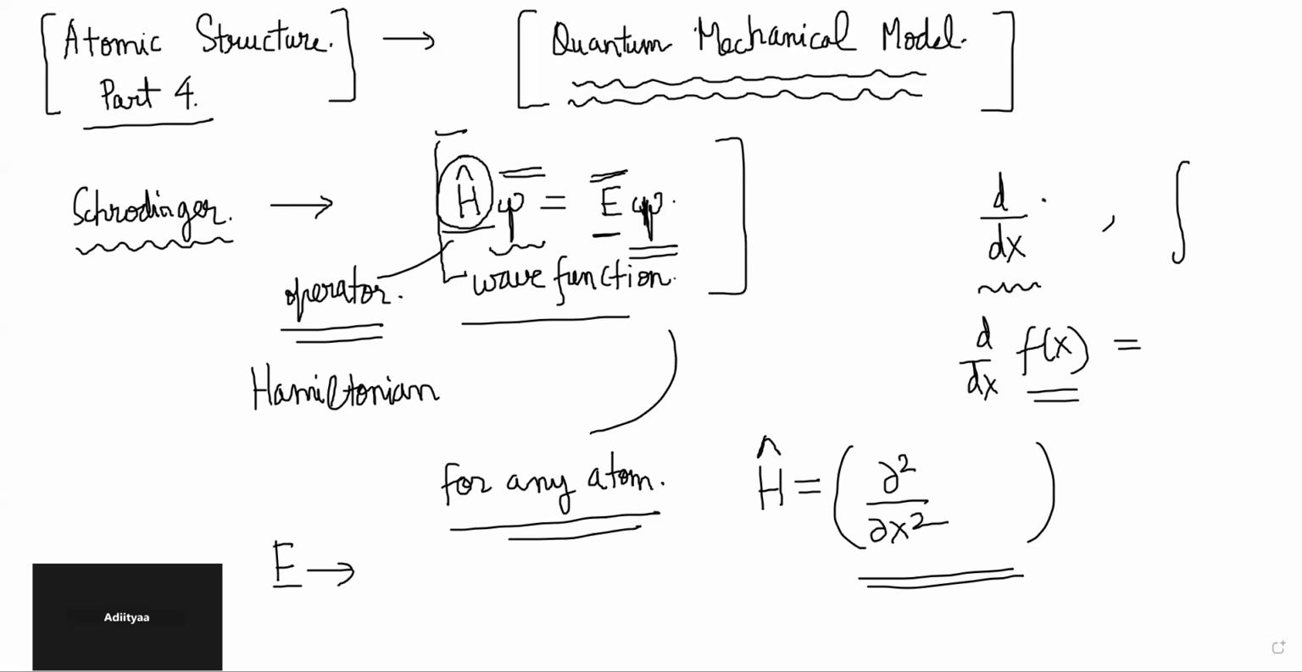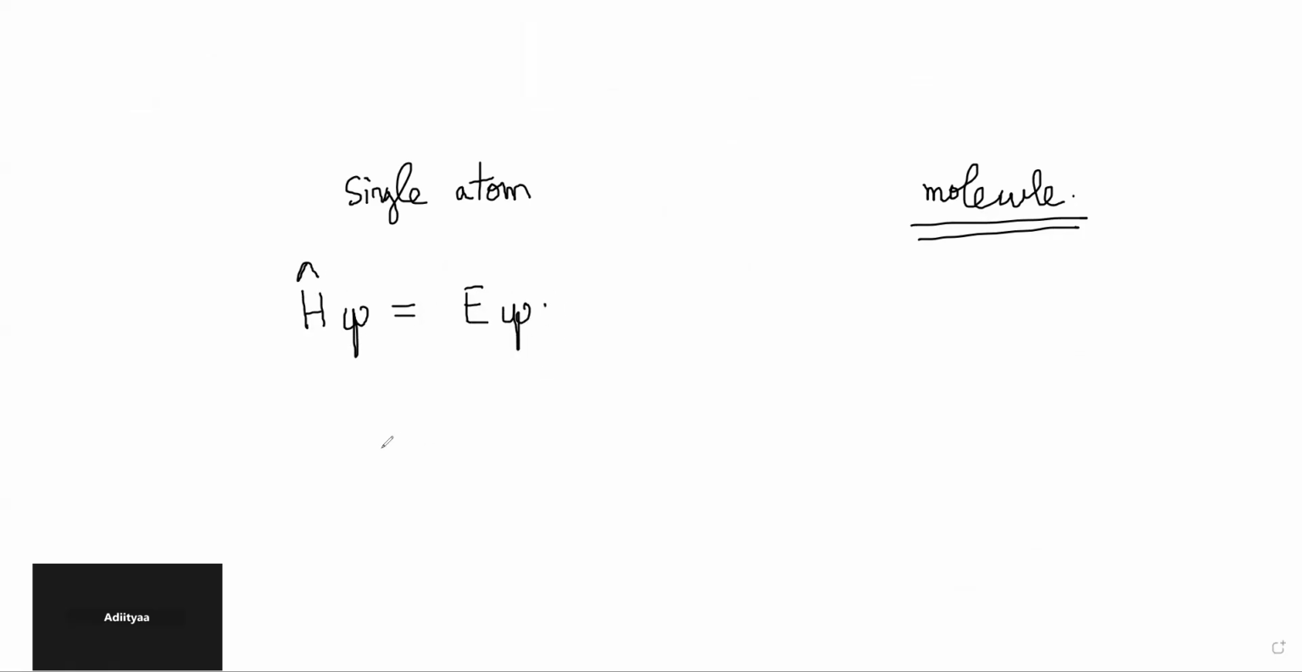Whatever your system is, it could be a single atom, or it could be a molecule. What Schrödinger said is that in order to understand the system, you have to write the Schrödinger equation for that system. Do you understand what I'm saying? The Schrödinger equation for that system will look like this: this operator on psi is equal to E times psi. And what is E? E is the energy of the system.